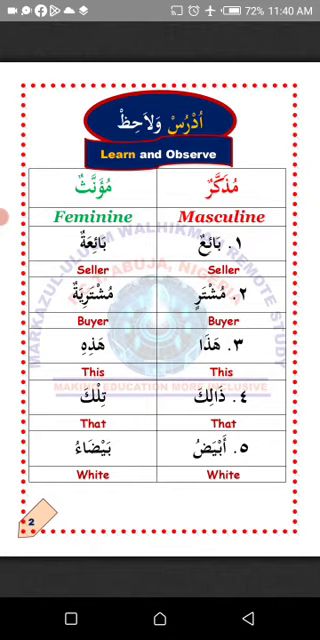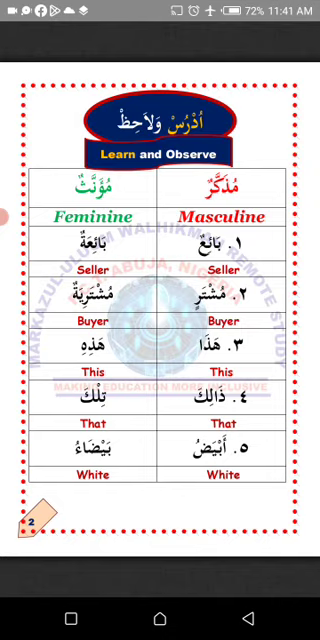Ithnan, number two. Mushtarin, a male buyer. Mushtariyah, a female buyer. Thalatha, number three. Hadha, this. Hadhihi, this, for a female.